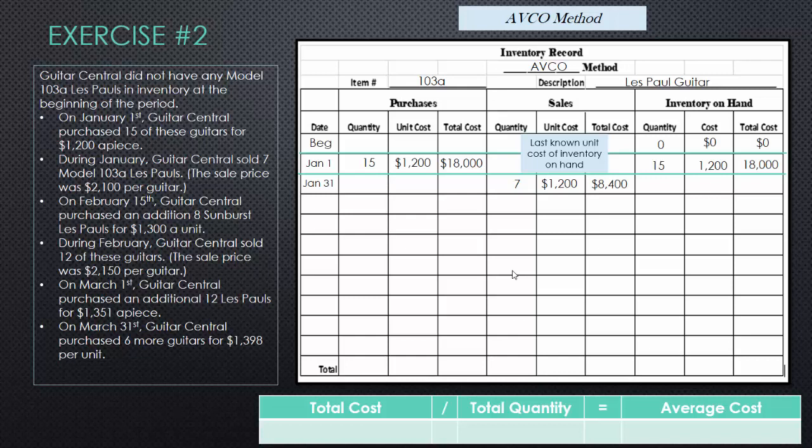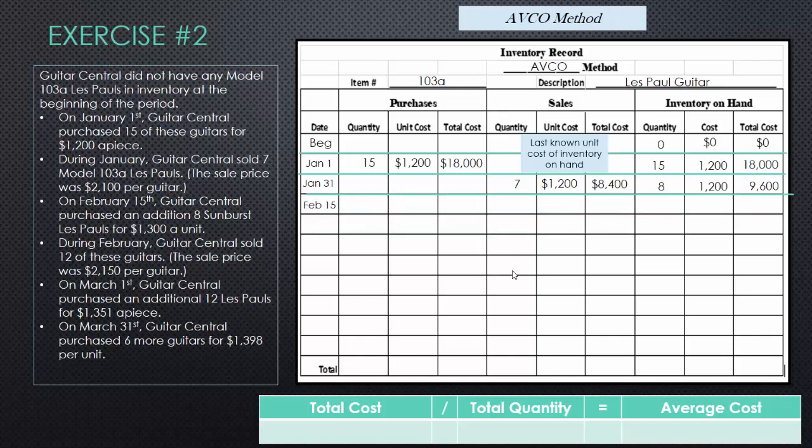We had 15 of these guitars, we sold 7, which means we have 8 left. The unit cost does not change on a sale under the AVCO method. So those 8 guitars that we have in our ending inventory still had a unit cost of $1,200 a piece, which means that the total cost of inventory on hand at the end of January is going to be $9,600.